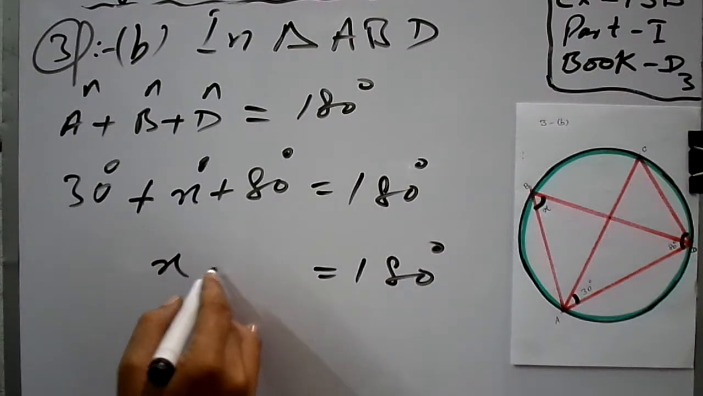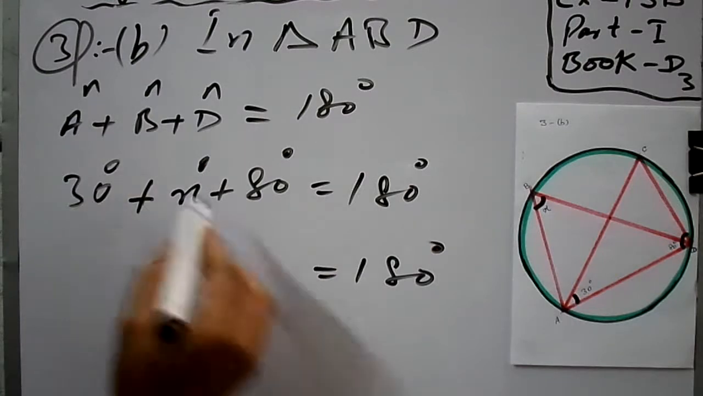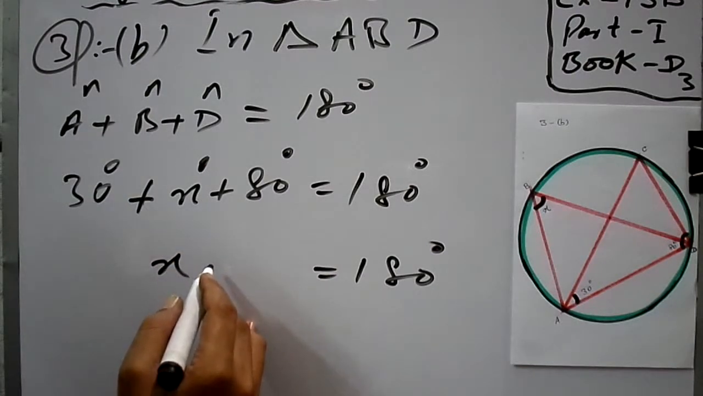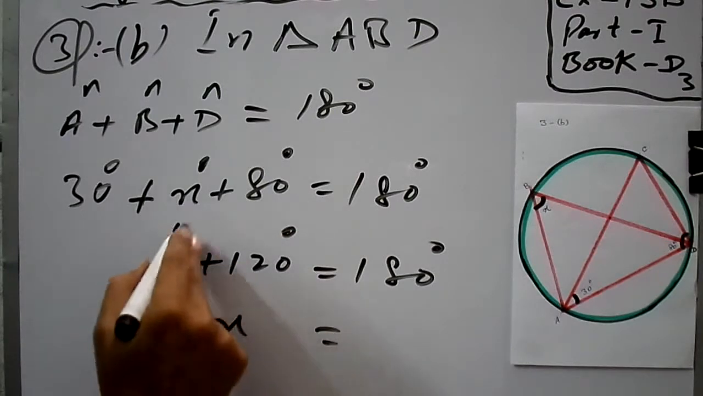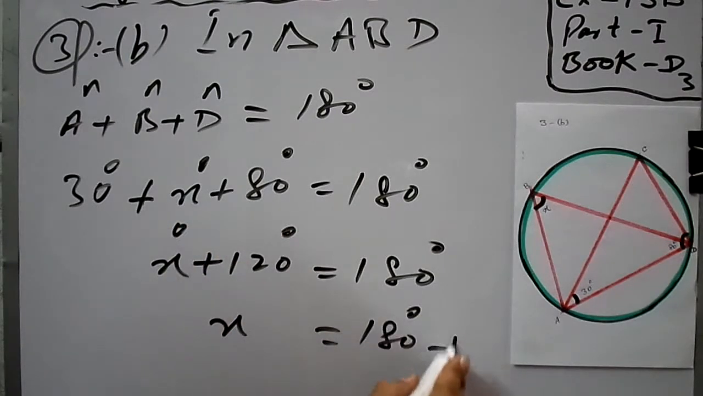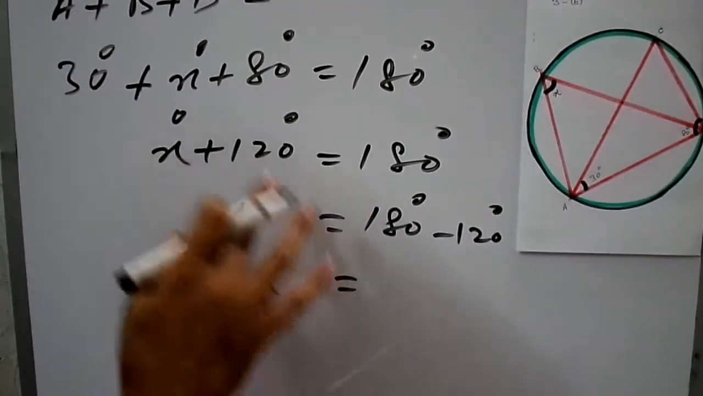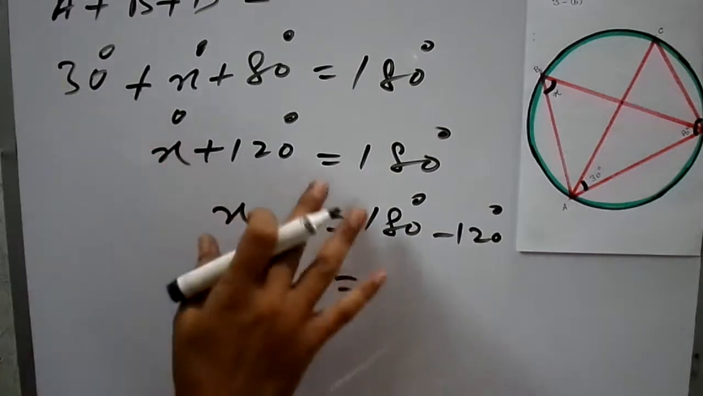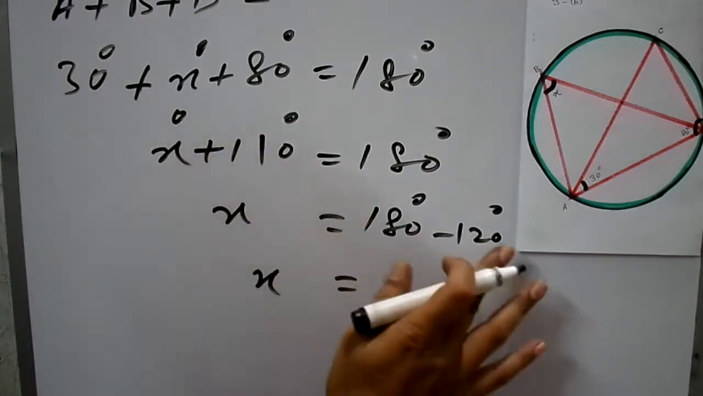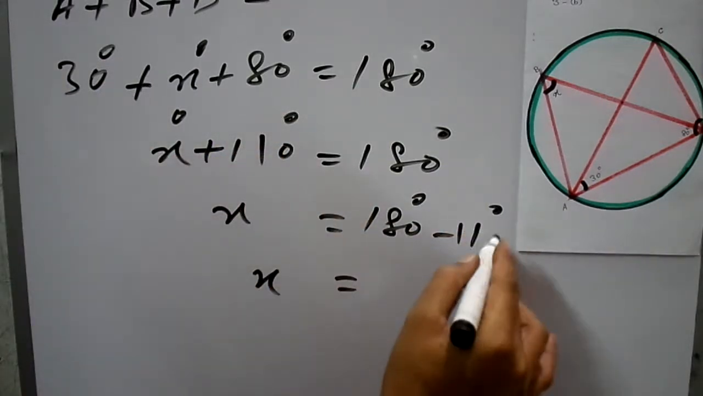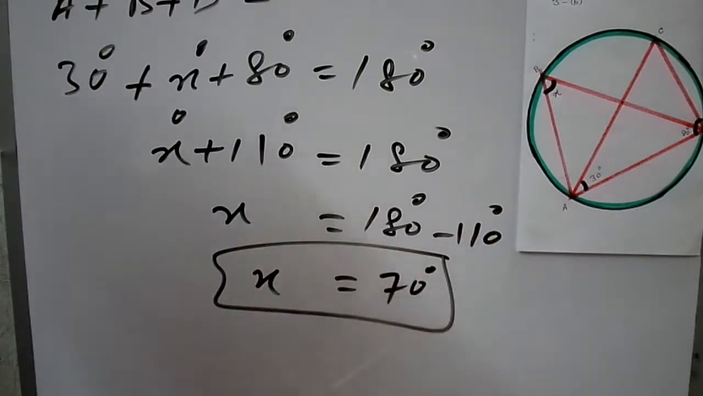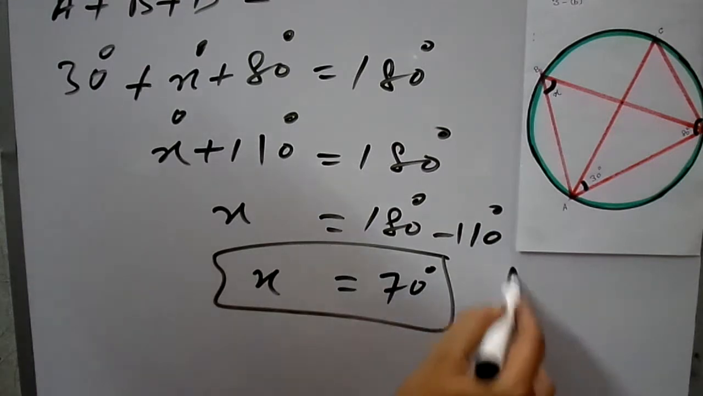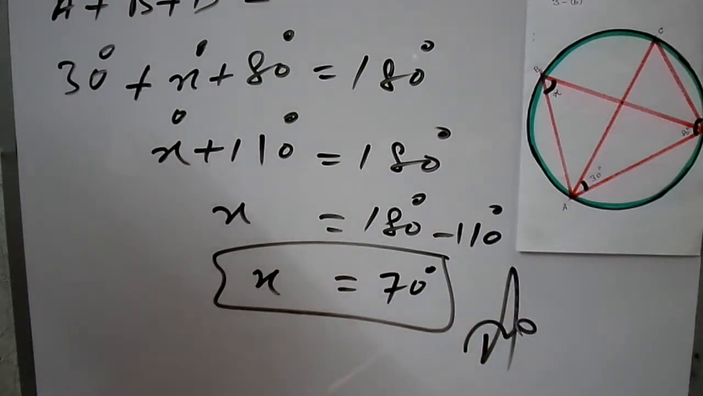adding 30 and 80, that is 110. So the value of x is 180 minus 110. So you will get the value of x, 180 minus 110, you will get 70 degrees. So the value of x is 70. So here is your result.